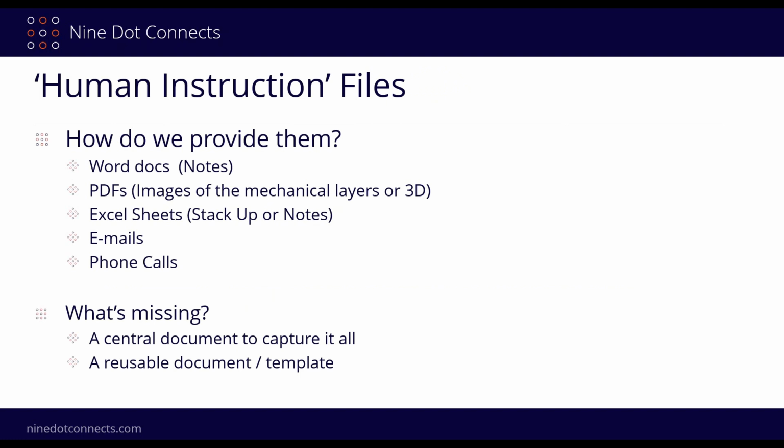What's interesting about human instruction files is, how do we provide them? Well, we do it in a whole bunch of different ways. We do them in Word docs, PDFs, Excel sheets, emails, and of course, phone calls. Phone calls and emails are probably the ones that we use the most to communicate with the fabricator or the contract manufacturer. The problem with both of these is pretty substantial.